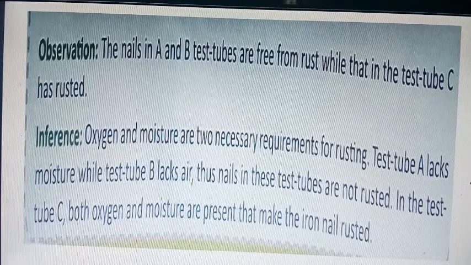So with this we are done with this chapter. We hope you will try to do all the exercises, and I will also help you out in doing the exercises.